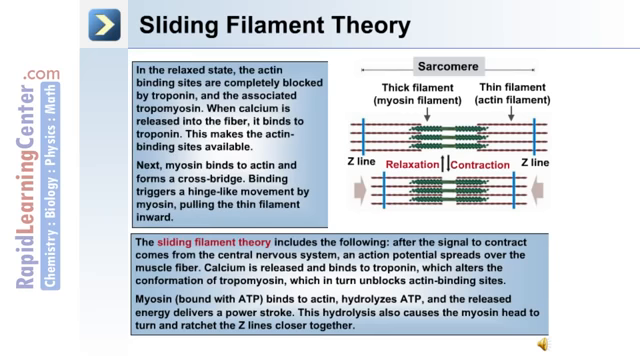In the relaxed state, the actin binding sites are completely blocked by tropomyosin. Troponin keeps tropomyosin in place. When calcium is released into the fiber, it binds to troponin, and eventually this makes the actin binding sites available. Next, myosin binds to actin and forms the cross bridge. Binding triggers a hinge-like movement by myosin, pulling the thin filament inward.